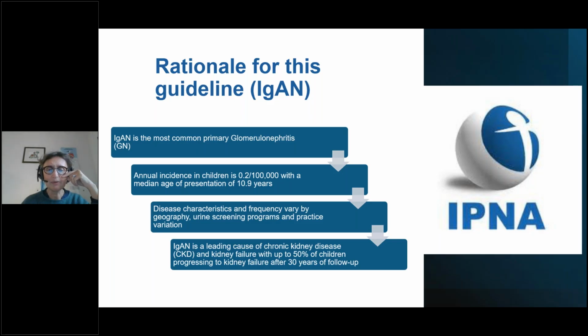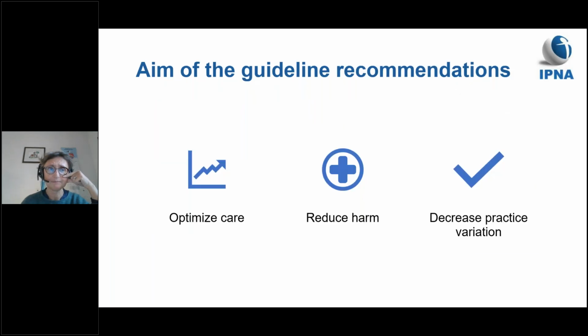It is also an important disease because even though it often doesn't have a very dramatic presentation, it is one of the leading causes of chronic kidney disease and of kidney failure, with up to 50% of children progressing to kidney failure after 30 years of follow-up. So it's a slowly progressive, quite insidious and subtle disease that in the long run can give a lot of problems in terms of kidney function to a vast percentage of the children affected by it. The aim of these guideline recommendations was to optimize care, reduce harm, and decrease practice variation.